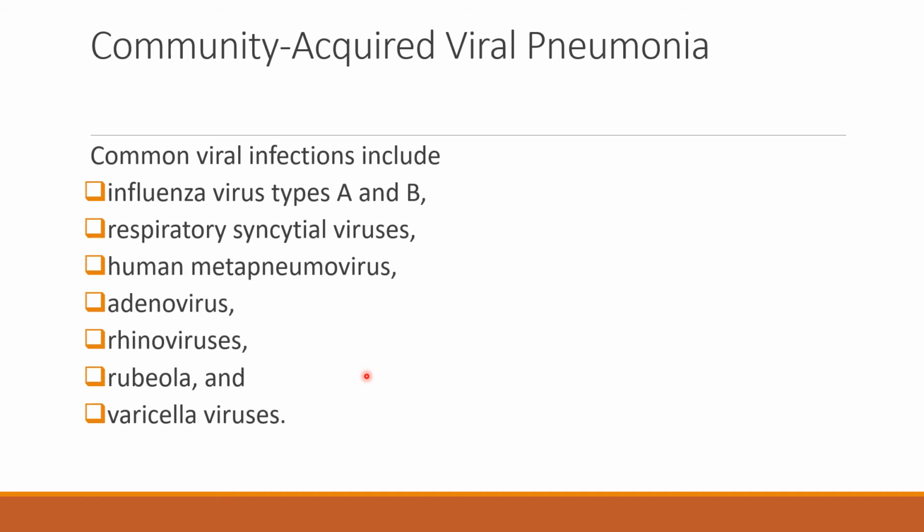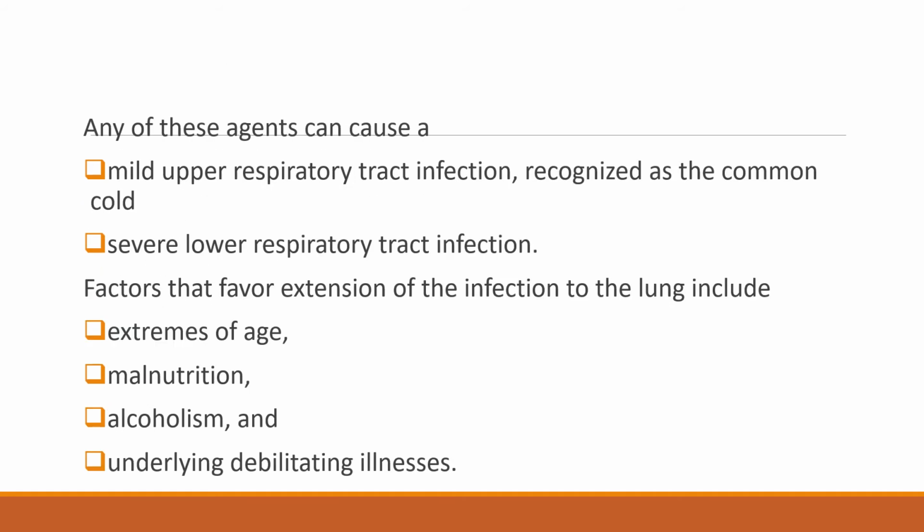Now we will discuss community acquired viral pneumonia. The common viral organisms that lead to pneumonia are influenza virus type A and B, respiratory syncytial viruses, human metapneumovirus, adenovirus, rhinoviruses, rubella and varicella viruses. And we will see some viruses in detail.